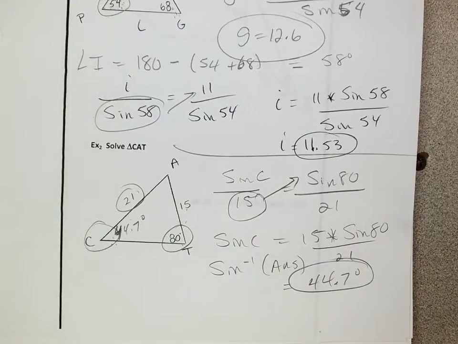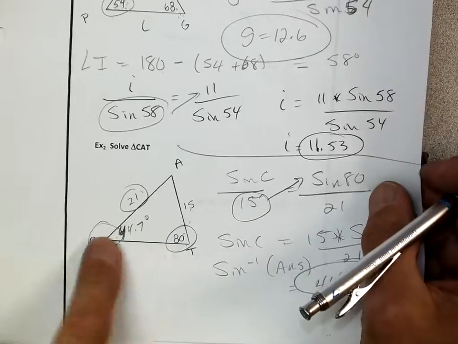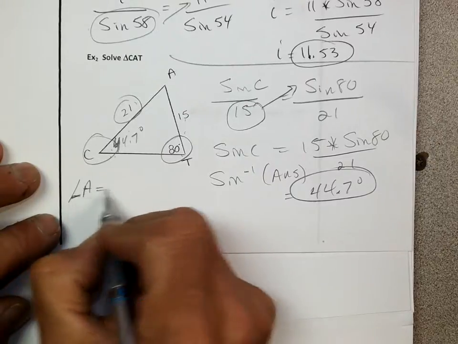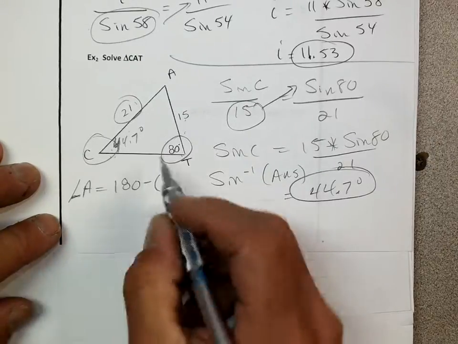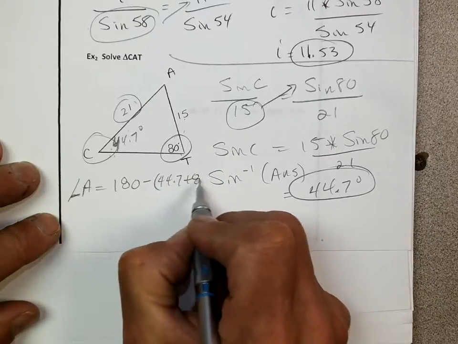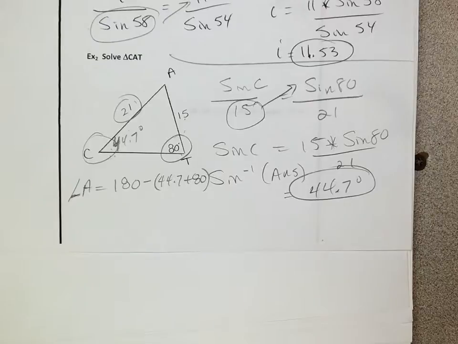All right, now, angle A. Angle A is easy, right? We just know there's 180 degrees in a triangle. So to get angle A, let's add them together and subtract from 180. So for angle A, we're going to make it 180 minus my 44.7 plus my 80. Just use my calculator: 180 minus parentheses 44.7 plus my 80, and I get about 55.3.